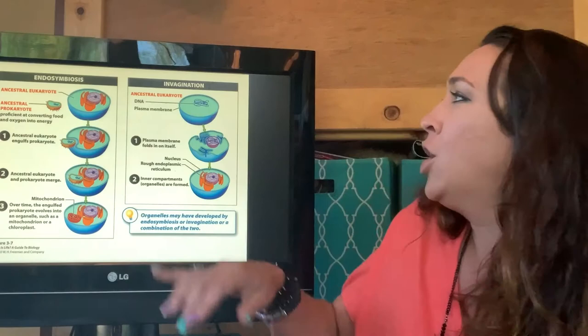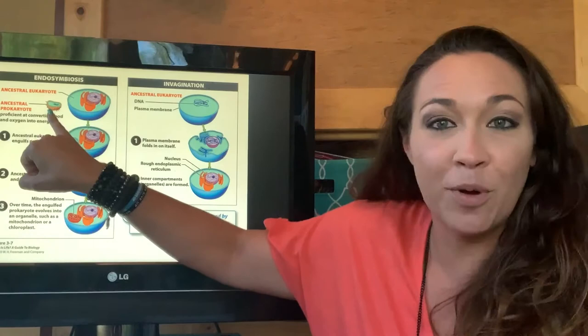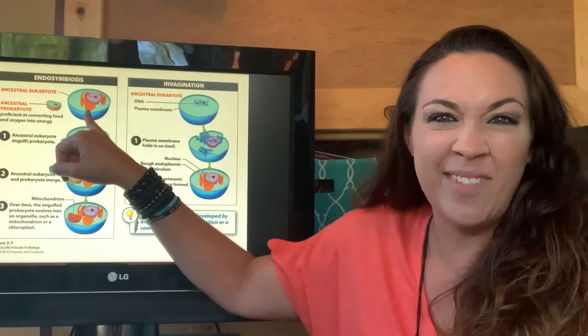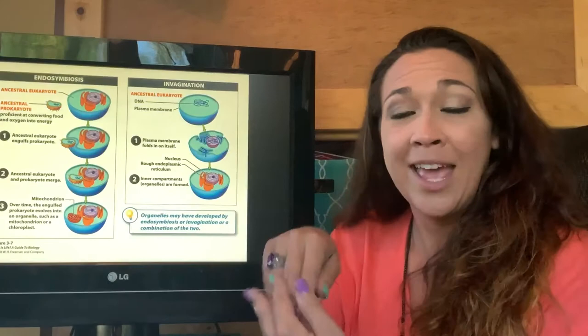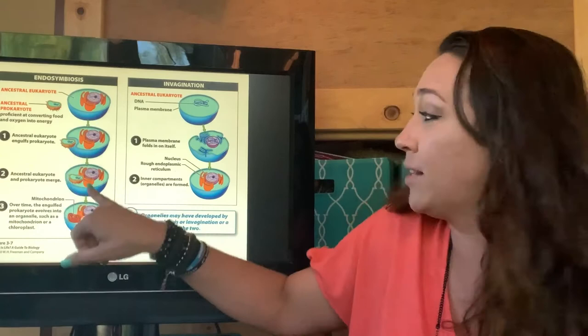So what we can see right here and what we believe happened is here's our little ancient prokaryote. Here's our ancient maybe mitochondria. And this is an ancestral eukaryote. It's like, I'm going to eat you. So that's what he did. He essentially wrapped his plasma membrane, remember, it's fluid, it moves, around that little prokaryote and brought it inside of him. Now the prokaryote is inside of the eukaryote.